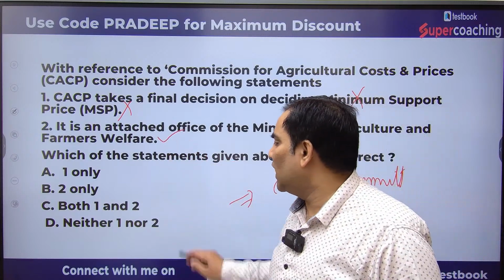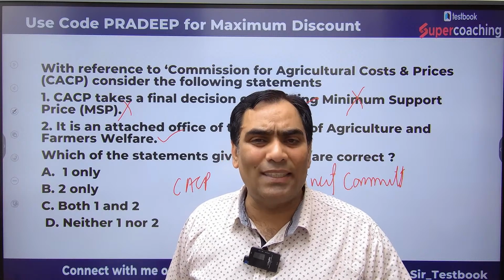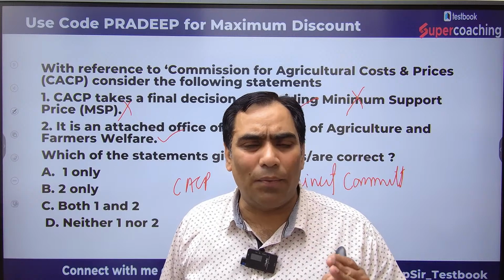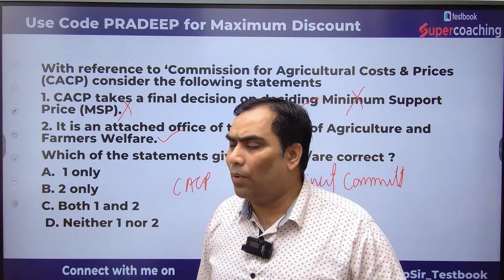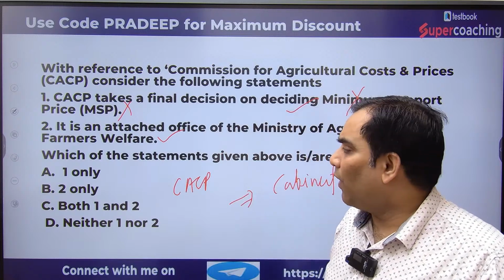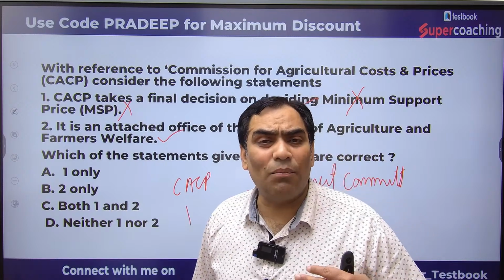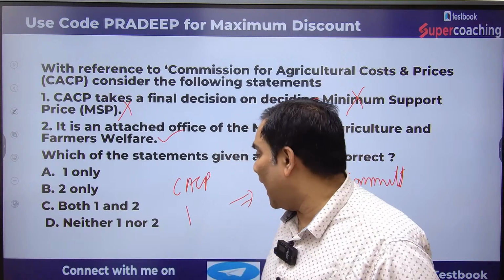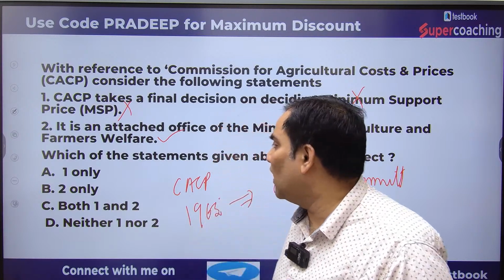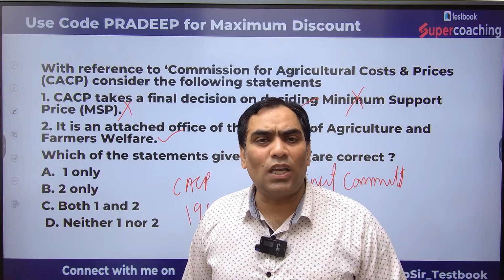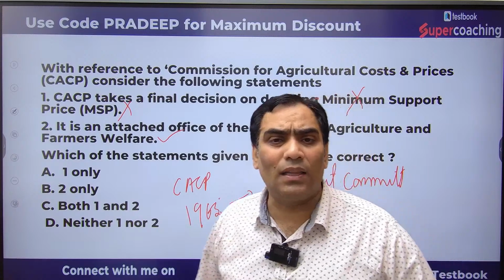Second statement is correct because CACP is an attached office. Be very clear that the recommendations of CACP are just advisory in nature. They are not mandatory and not binding on the government. That means they are just recommendatory. CACP is an attached office under the Ministry of Agriculture and Farmers Welfare. It was established as the Agriculture Price Commission in 1965, and after that it was renamed as CACP. It is not a statutory body, which means this body has not been constituted through an Act of Parliament. It is simply an attached office under the Ministry.